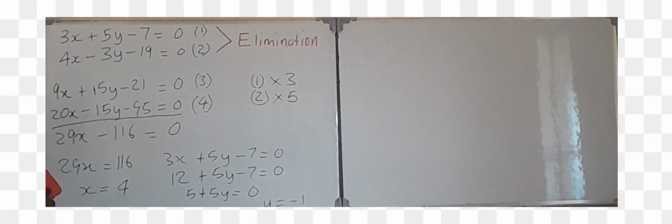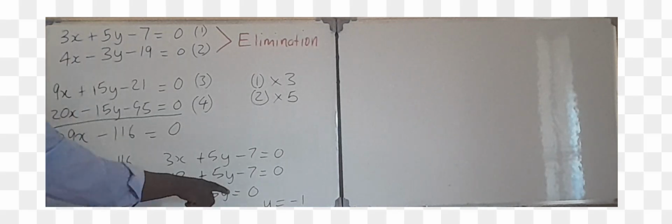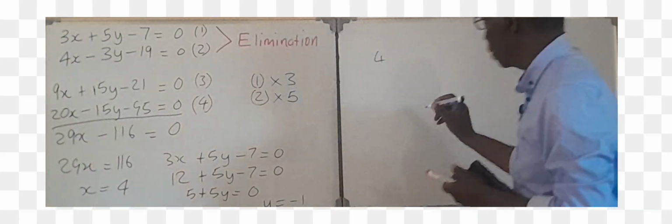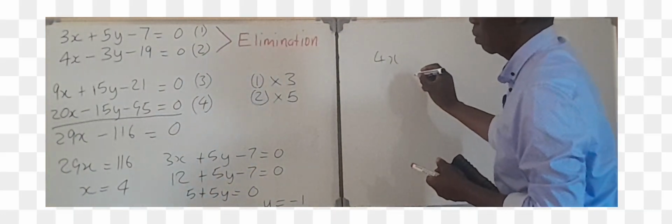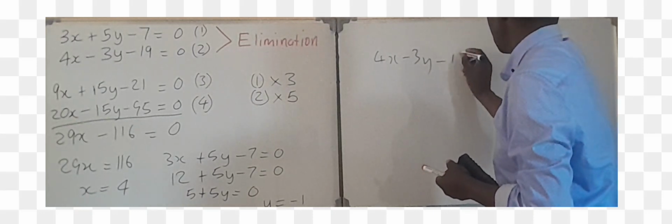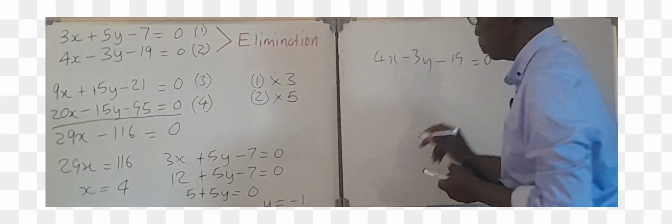To check if our working is correct, we can go to equation number 2, because remember, we substituted for x in equation number 1. So let's see if these two values of x and y will satisfy it. Let's just quickly do that. We have 4x minus 3y minus 19 is equal to 0.